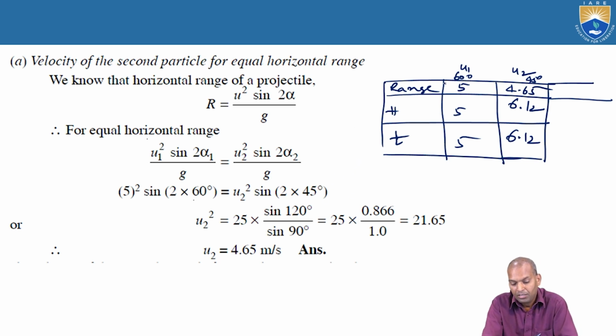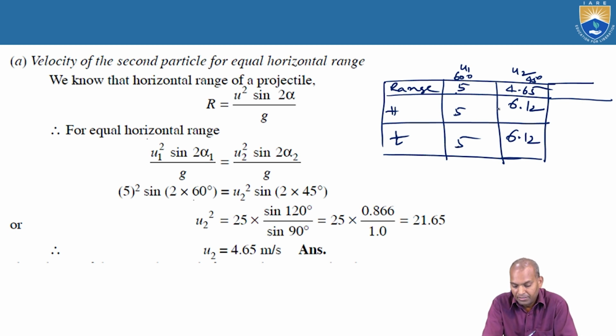Okay, here the velocity is constant for the first particle. The first projectile has an angle of inclination of 60 degrees. And the velocity is the same, 5 meters per second, which we maintain.